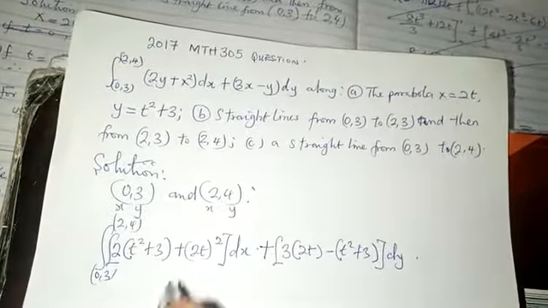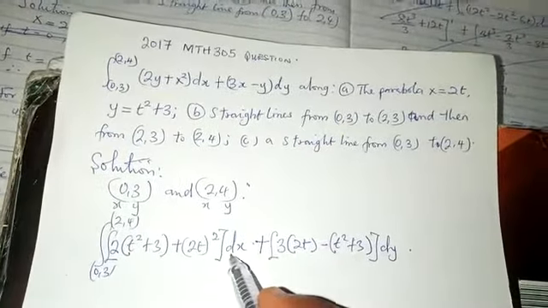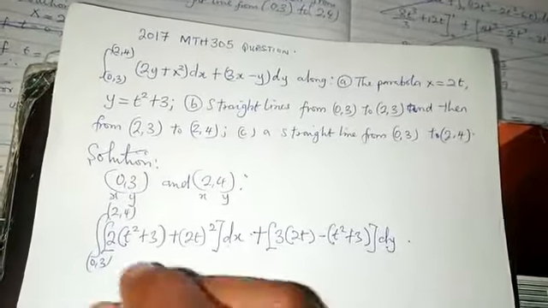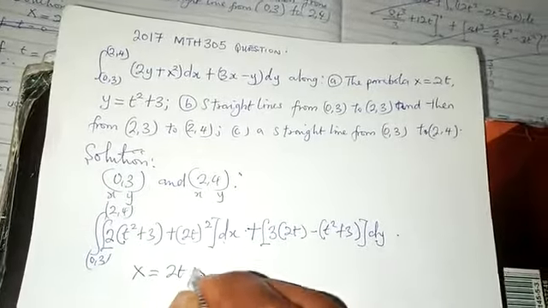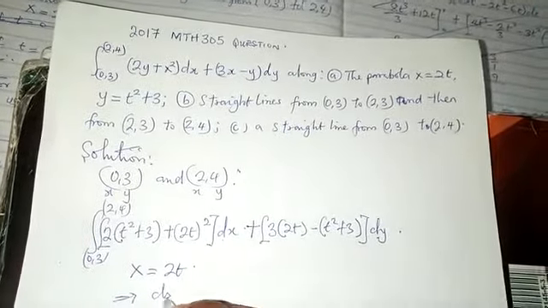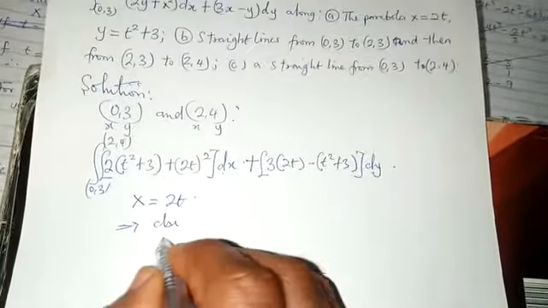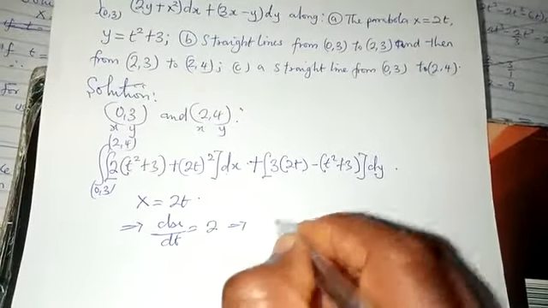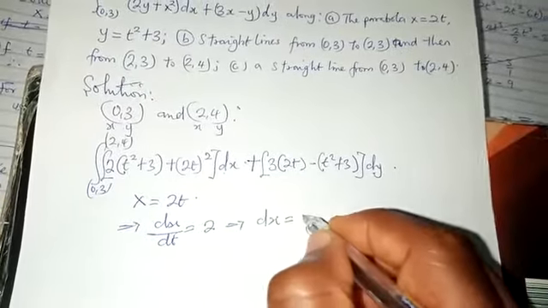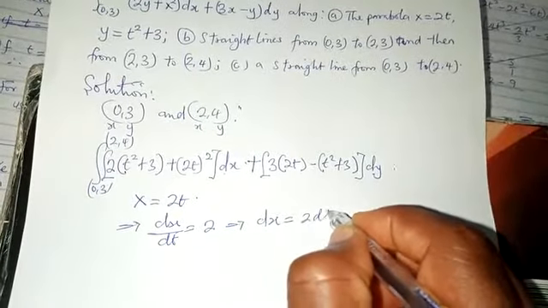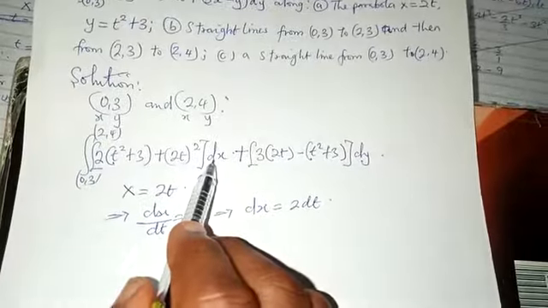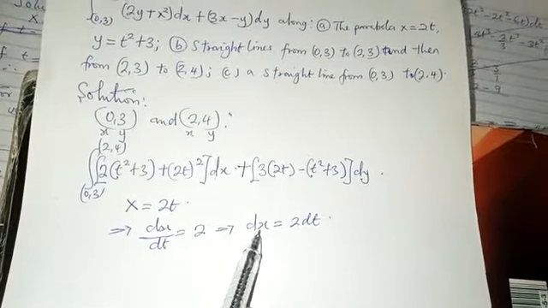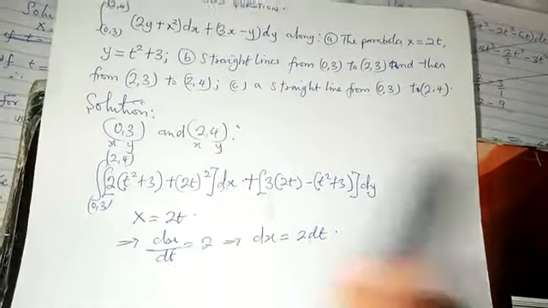Remember, this dx and this dy can be substituted because they have already been given. They say that x is 2t. This implies that dx over dt is given as 2, which implies that dx is going to be 2 dt. So this dx, I'm going to remove it and put 2 dt.